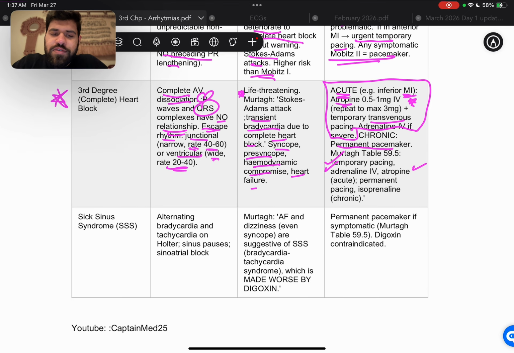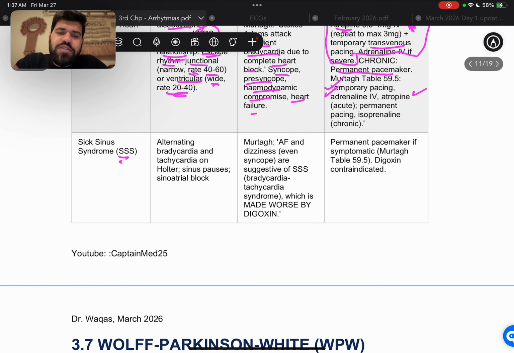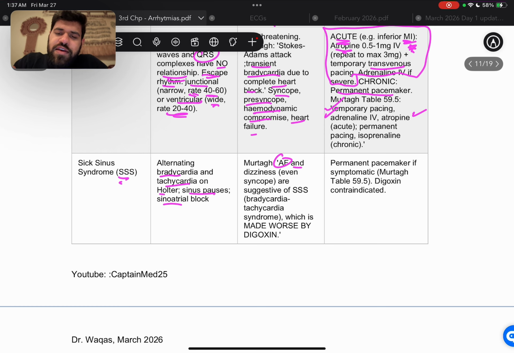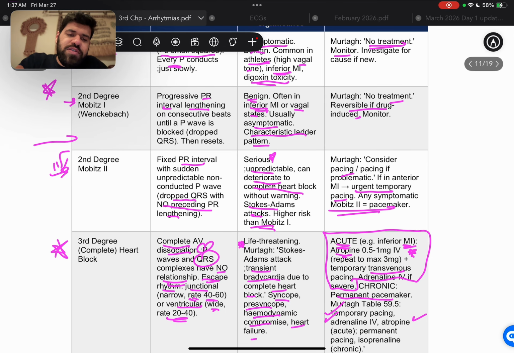for chronic cases. Now SSS, which is sick sinus syndrome, we have alternating bradycardia and tachycardia on Holter monitoring, and sinus pauses. In this we have AF and dizziness, even syncope, and those are the signs of SSS. And this again we have to give them a permanent pacemaker. So anything below second degree, we have to consider pacemakers.